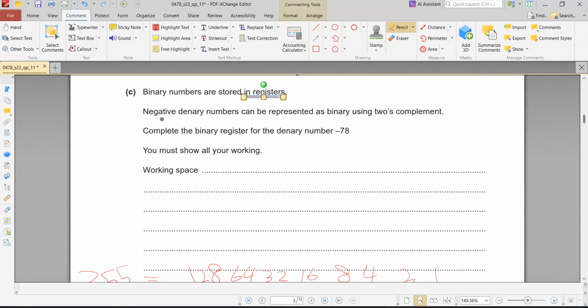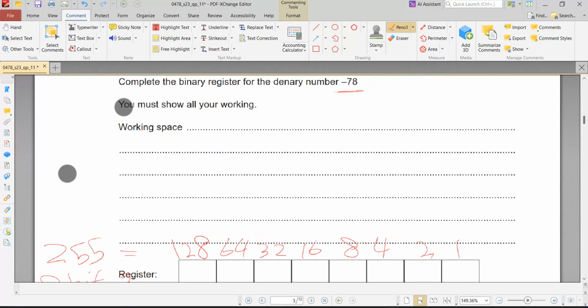So we say binary numbers are stored in a register. Okay, a negative binary number can be represented as a binary number using the two's complement. Complete the binary register for the binary number negative 78. So whenever we have a negative number, that means the last digit in my register is negative. You must show all your work. So this is a space for our work.